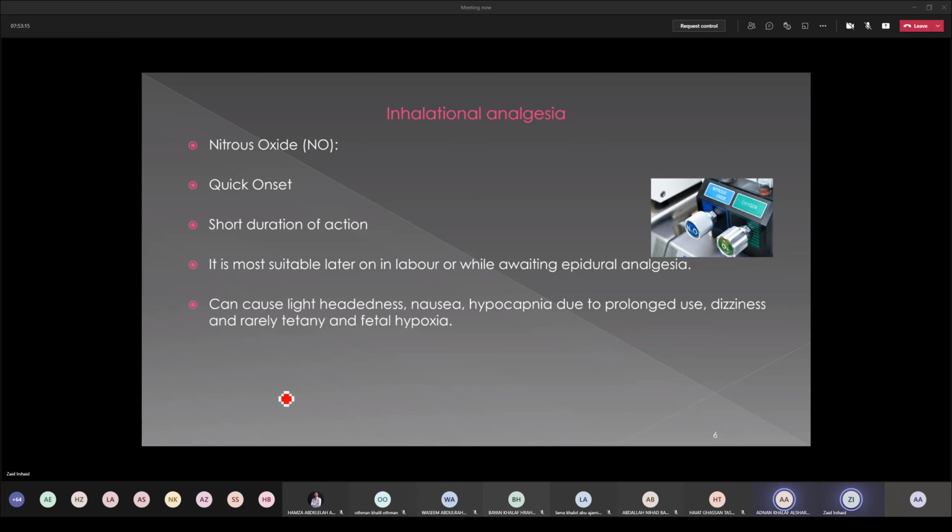بالنسبة للنقطة الثانية من البين ريليف اللي هي الإنهيليشنال أنالجيزيا، بالنسبة للإنهيليشنال أنالجيزيا we use اللي هي نيتروس أوكسايد. بالنسبة للادفانتجز تبعته: quick onset, short duration of action, it's most suitable later on in labor or while awaiting epidural analgesia, and cause lightheadedness, nausea, hypocapnia due to prolonged use, dizziness and rarely tetany and fetal hypoxia.